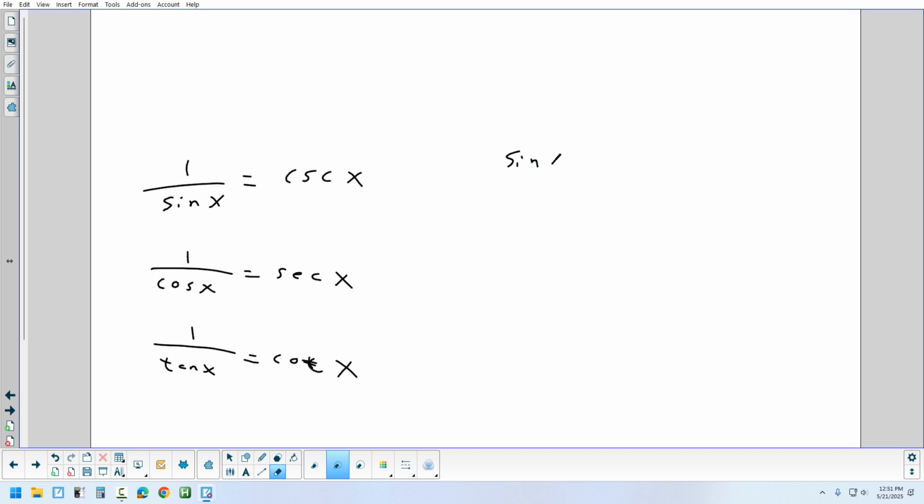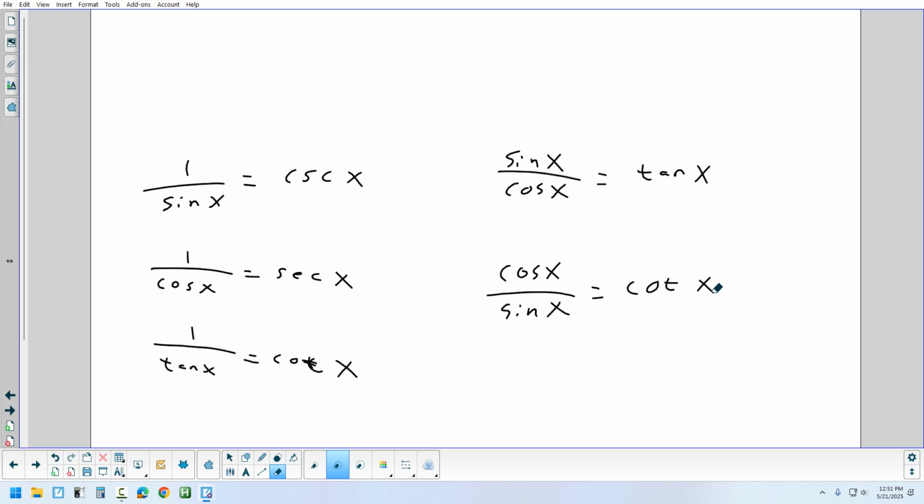What if you take sine and divide by cosine? Tangent, sorry, that's tangent. And what if you take cosine over sine? That one is cotangent. So that's pretty much the ones we've done so far.